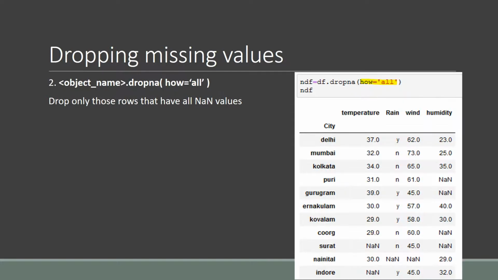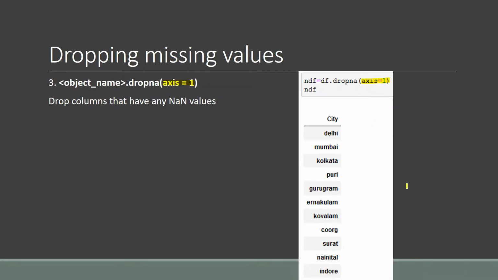So you can see over here, in every column we are having a NaN value. In humidity we are having, in wind we are having, in rain we are having, same case in temperature we are having. Only city is the one column in which we are not having any NaN value. So it is only giving us the city names.